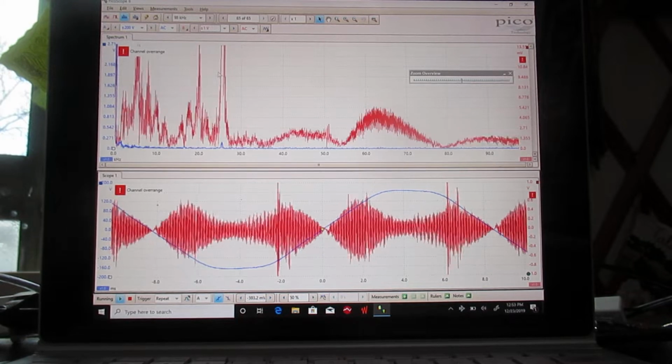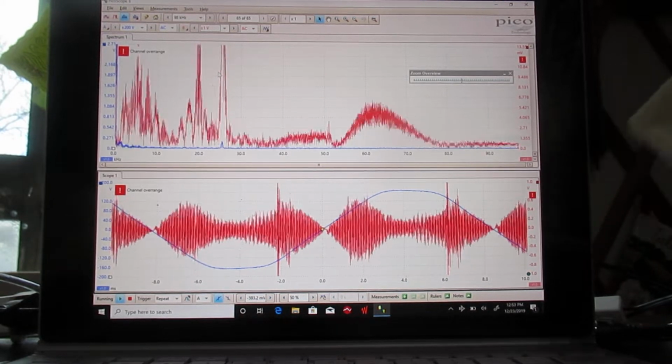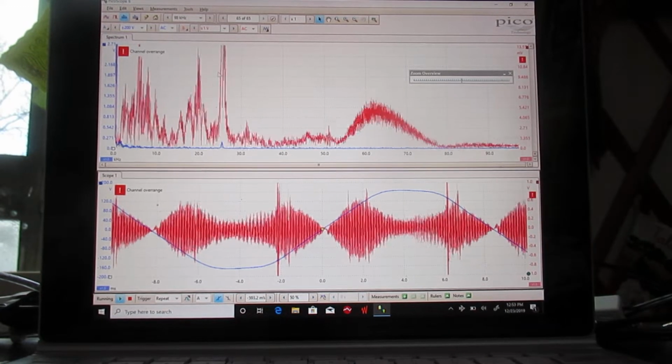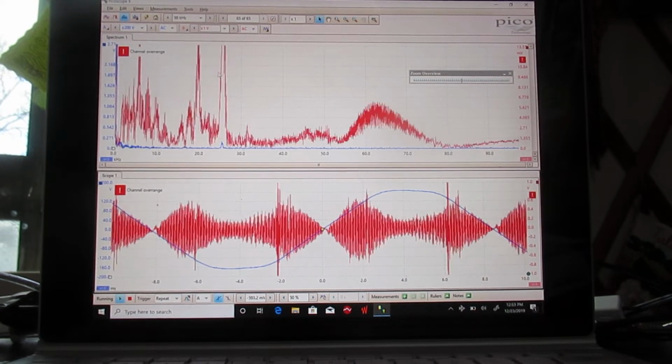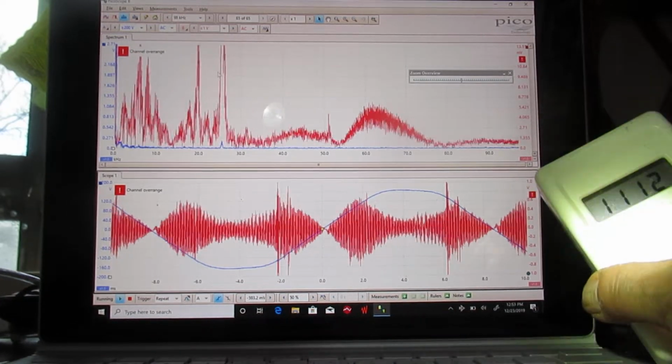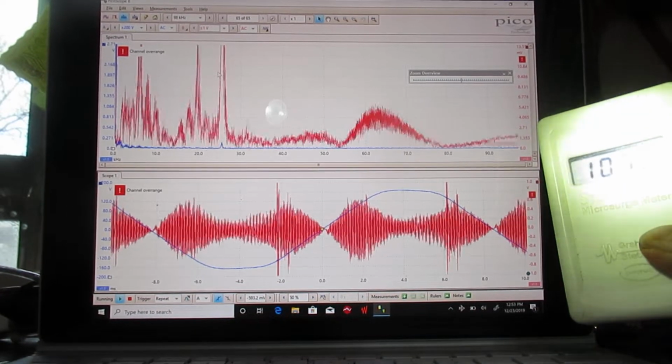And the Stetzer meter is showing about 1,100. You can see the Stetzer meter there, it's showing about 1,100.